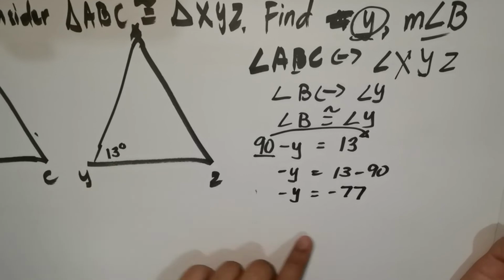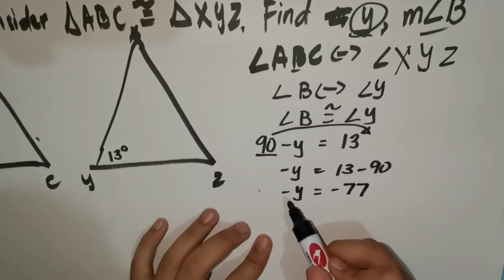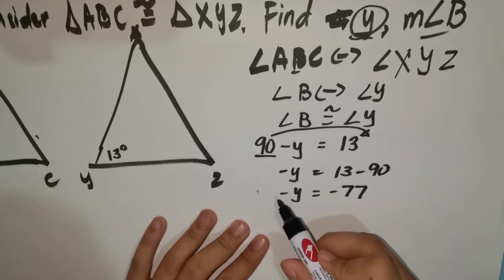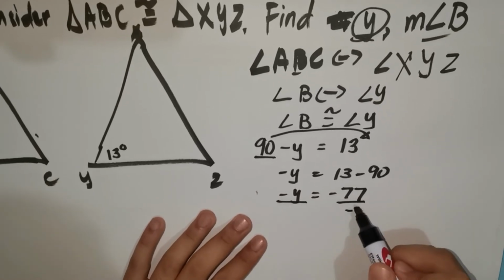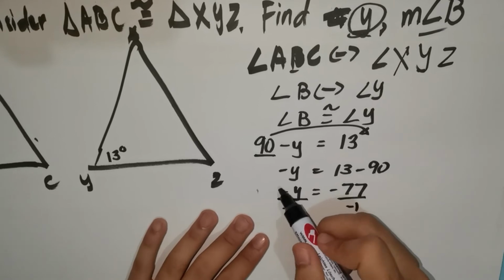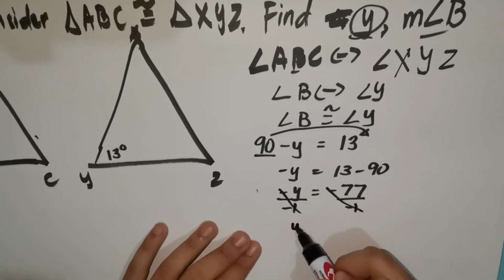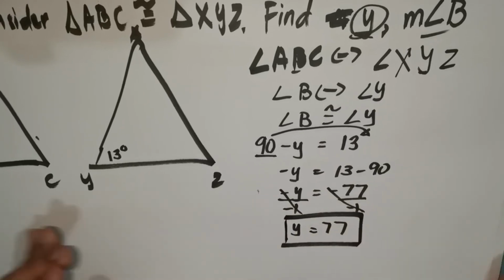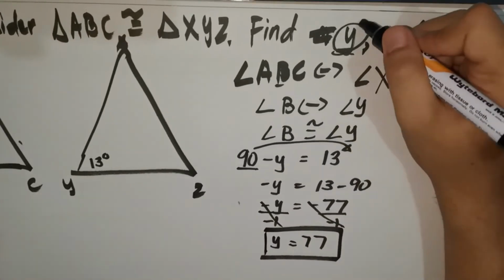Okay. So, sir, okay na ba yan? Hindi pa po kasi negative ito. Ang hinahanap natin ay positive y. So, para mawala yan, divide both sides by negative 1. Okay? So, you have y is equal to 77. That is your y. Meron ka na nito.